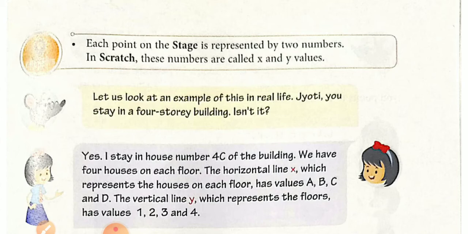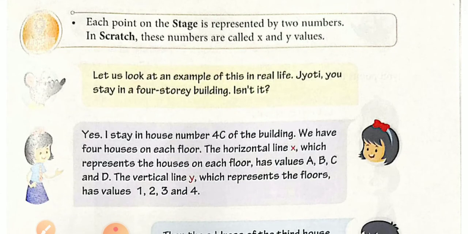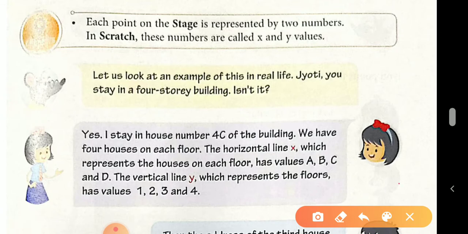Move to page number 61. Each point on the stage is represented by two numbers. In Scratch, these numbers are called X and Y values. Each point on the stage is represented by how many numbers? Two numbers, called X and Y values.